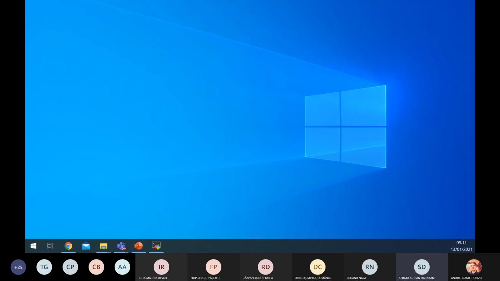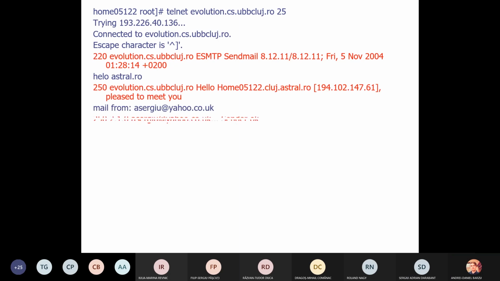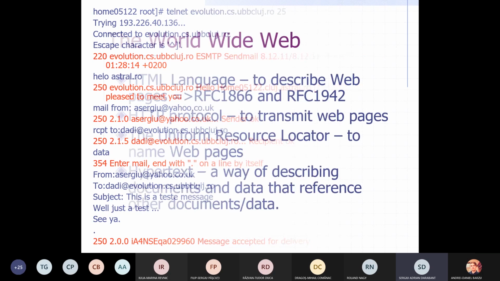Okay, so now, in fact, you see the steps that you can do in order to send email as somebody. I will show you an example if I have the time.